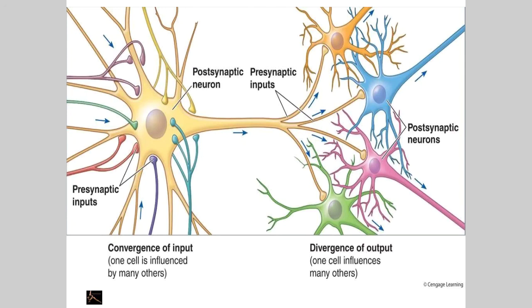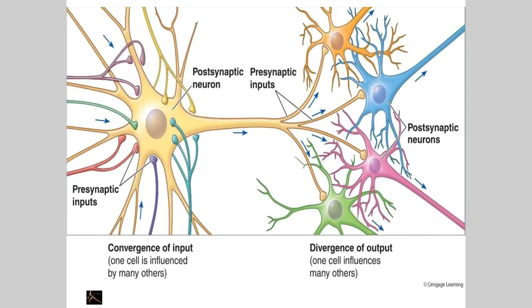That's convergence. Now, in another example, one neuron can actually branch and stimulate several different neurons. It can stimulate many others. That's called divergence, because the one neuron's axons are diverging, and each of those collateral axons comes into contact with a different postsynaptic neuron.